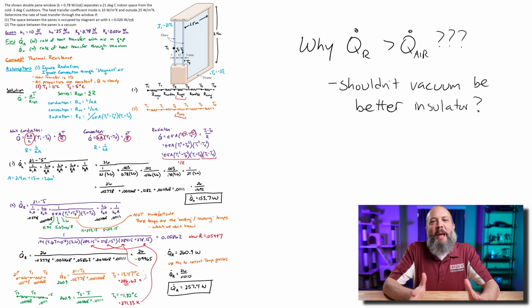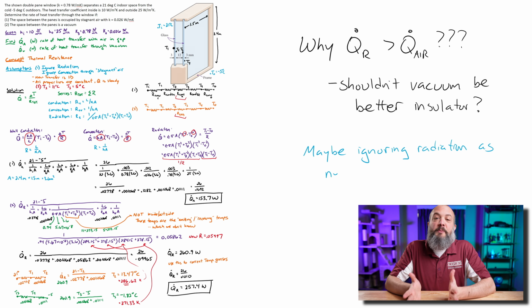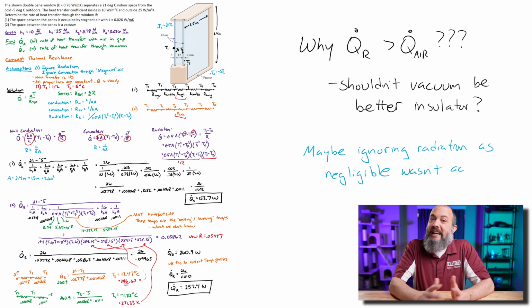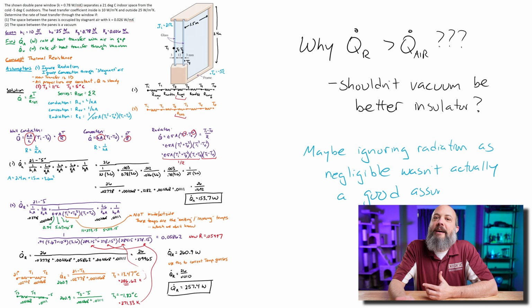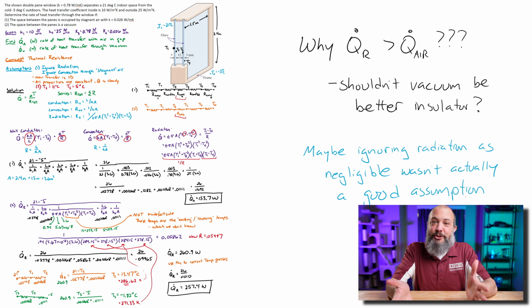And so now let's compare the two values of Q that we got. We got Q using conduction of air as 153 watts, and Q using radiation of 257 watts. So what this tells us is for this problem, ignoring radiation was actually a mistake on the first half of the problem. Right? Radiation for this case is not negligible.